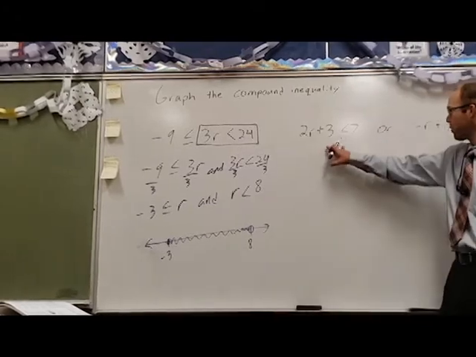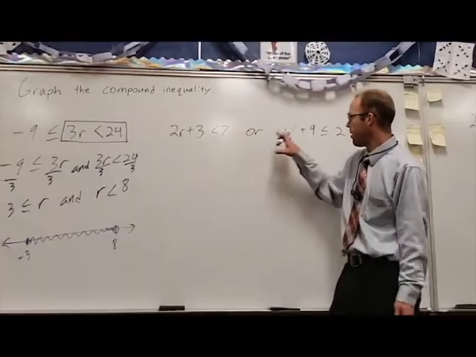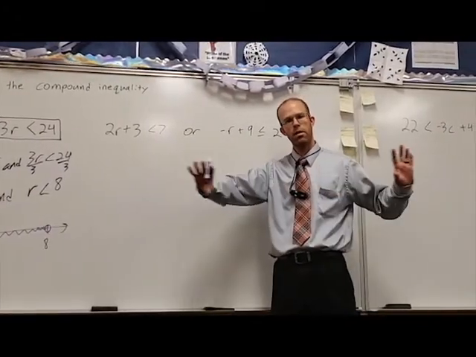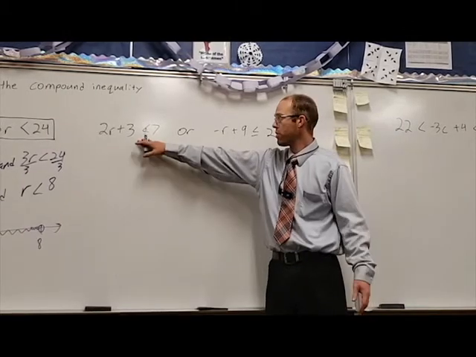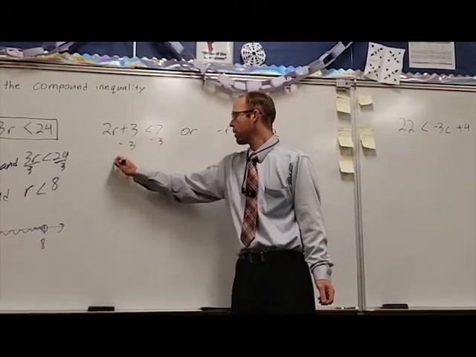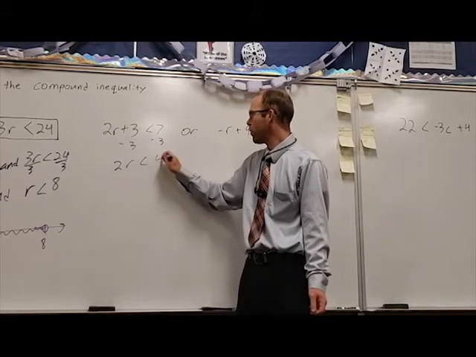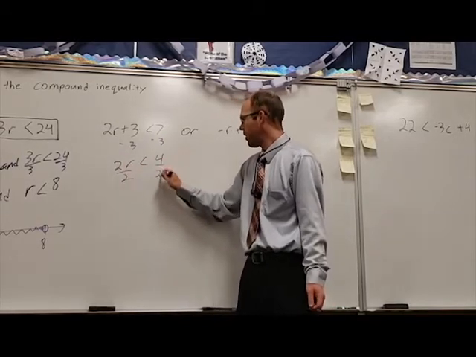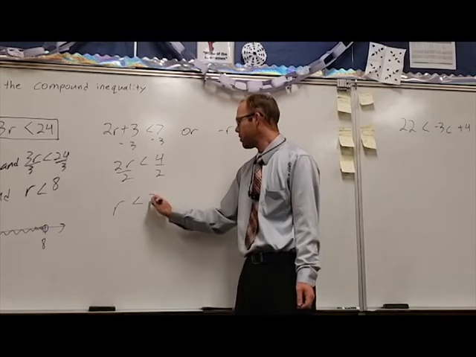Let's take a look at the next one. These are already separated out, so I don't have to worry about separating them like I did in the last one. We're just going to solve them separately. So we subtract 3 from both sides here. We get 2r is less than 4. Divide by 2, and we get r is less than 2.